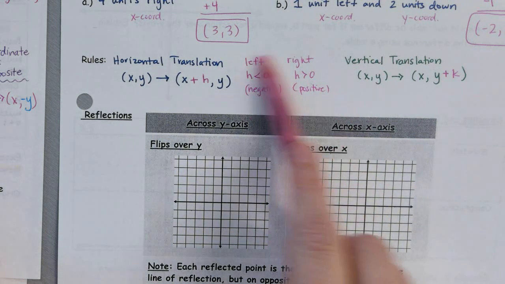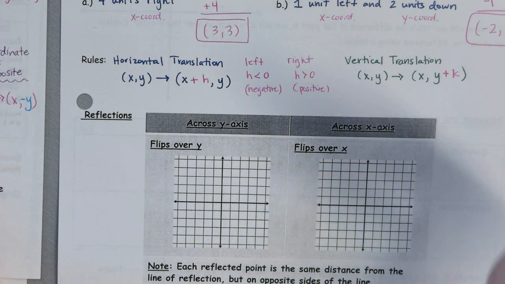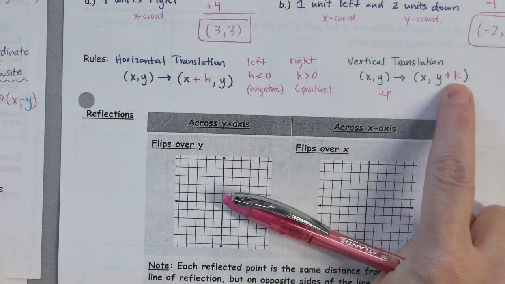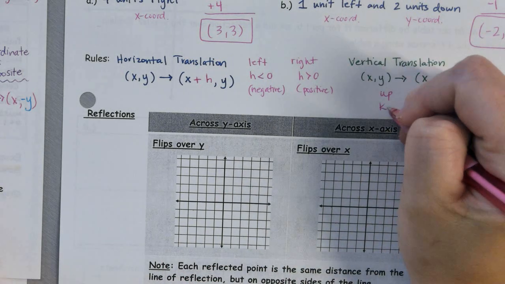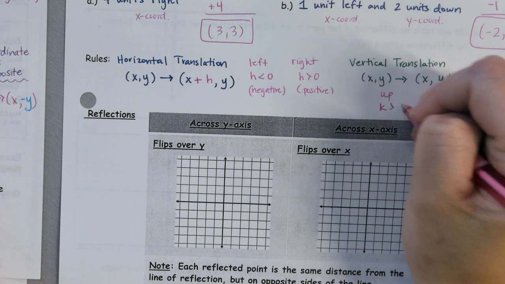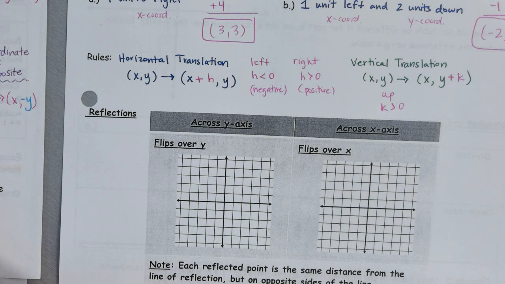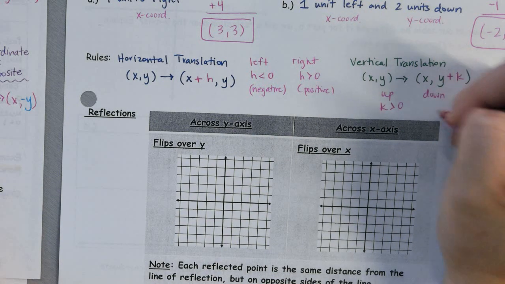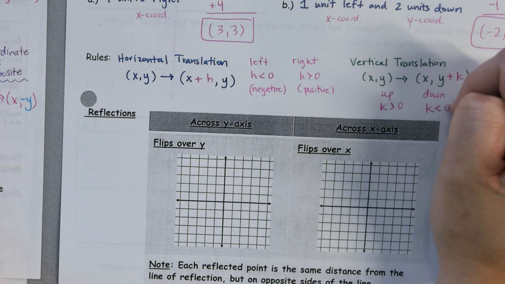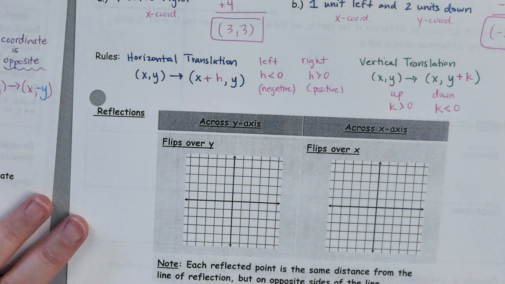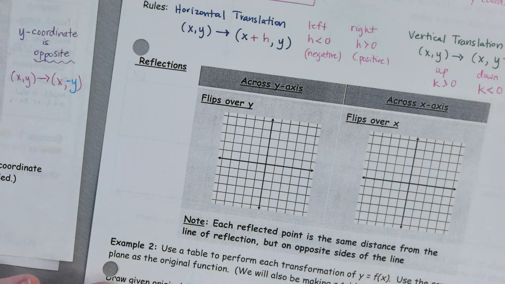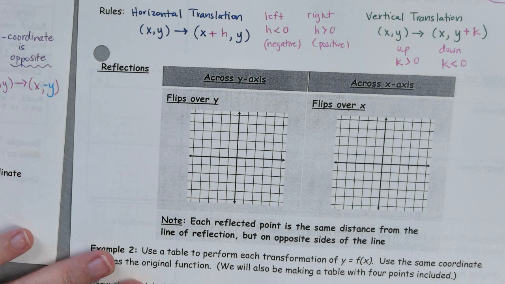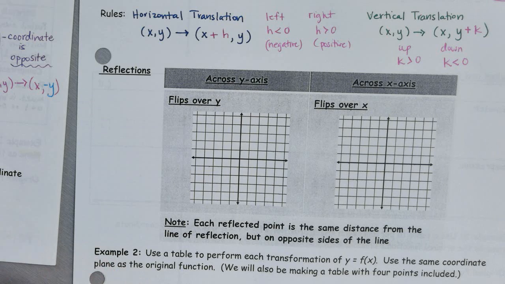And just like we had special cases here, we have special cases for this one. So if you're going up, the value of k has to be what? Positive, so greater than 0. Yeah? And feel free to write positive with that. You want that extra reminder. And then it will be down if k is less than 0. Okay, so that is the translations, both horizontal and vertical.